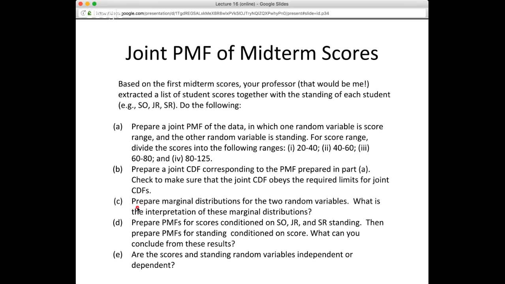Part C, we're asked to prepare marginal distributions for the two random variables. What is the interpretation of these marginal distributions? Part D, we're asked to prepare PMFs for scores conditioned on standing, being sophomore, junior, or senior. Then we're asked to prepare PMFs for standing conditioned on the test score. And then, what can we conclude from these results? Finally, are the scores and standing random variables independent or dependent? In other words, are the scores and class standing correlated or uncorrelated? Okay, so that's our task.